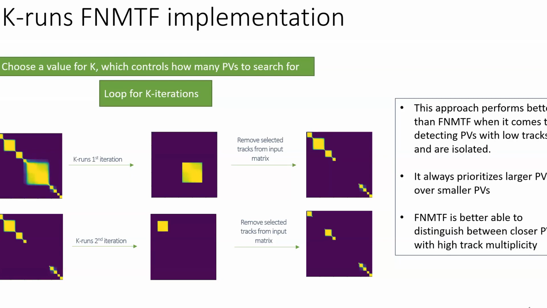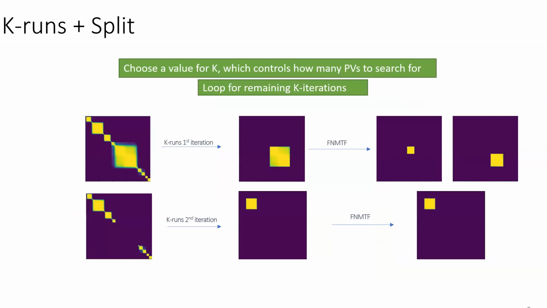So we wanted to come up with an implementation which combines the beneficial features of both K-runs and the basic FNMTF. And that is what we did next, which we call K-runs plus split. In this case, we basically just extended the K-runs implementation. After the second step, where we extract a particular block from the input matrix, we then feed this input matrix back into the basic FNMTF implementation, and we force it to find two clusters. Now we use a bunch of hyperparameters to determine whether basic FNMTF has actually detected two PVs or not. And as usual, we then remove the total number of blocks selected here, and we repeat this k number of times.